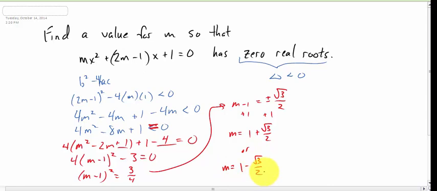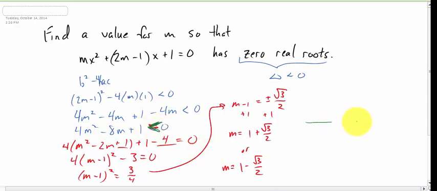Now let's stop and think about what these numbers mean. If m were to equal these two values, we would have exactly one repeated root. In other words, the vertex of the parabola would be on the x-axis. I want 0 real roots. So I need this quadratic to be, let's go back to this now, we need it less than 0.